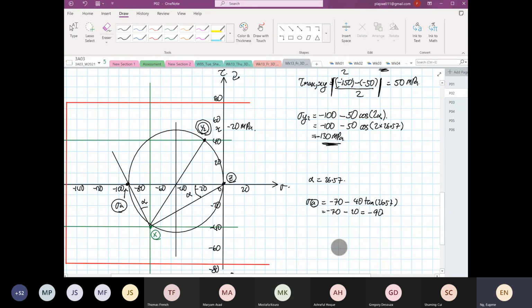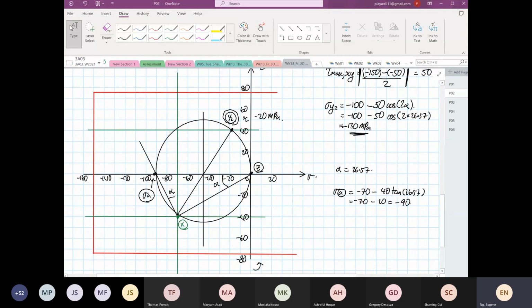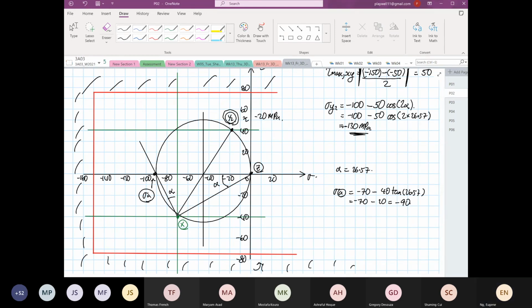Now, why is this answer not valid? Anyone? It's still within the operating bracket. But why is it wrong? Anyone, please? Hello.